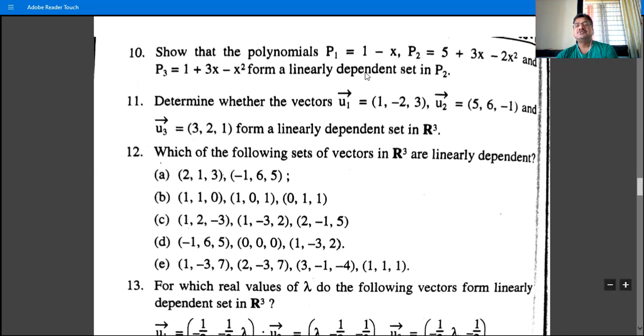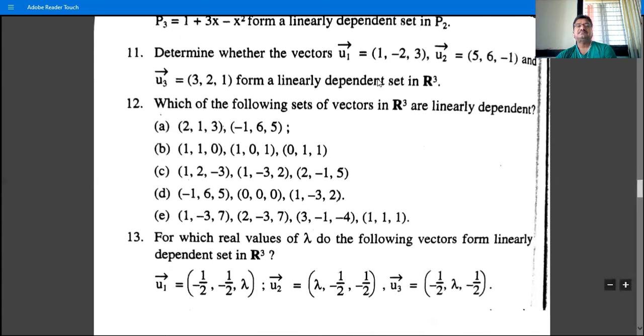And then substitute P1, P2, P3, collect the constant coefficient and the coefficient of x square in the LHS, and compare LHS and RHS. We have the system, and we solve the system. Then we observe that the values of K1, K2, K3 are not all 0, and therefore these three vectors P1, P2, P3 are linearly dependent.